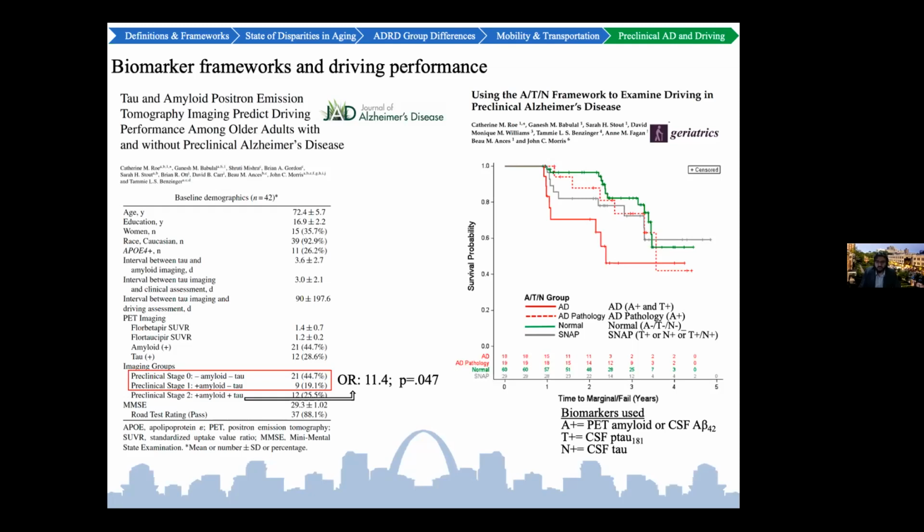And in the study to the right, we used the ATN framework to categorize about 126 participants, all CDR 0, on established cutoffs with about 5 years of follow-up data. And what we found was that those with Alzheimer's disease, or the solid red line, were over 3 times faster to receive a marginal or fail rating compared to the normal group. And again, there were no differences with respect to a neuropsychological composite score.